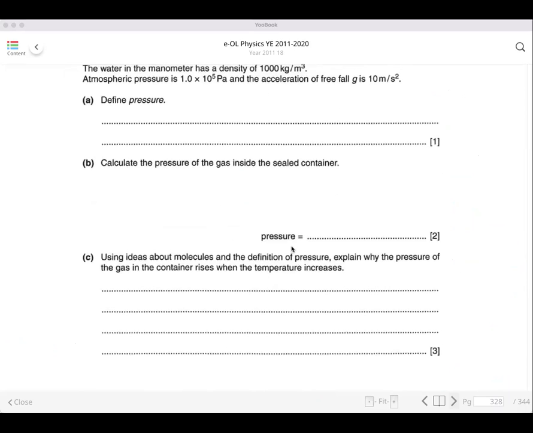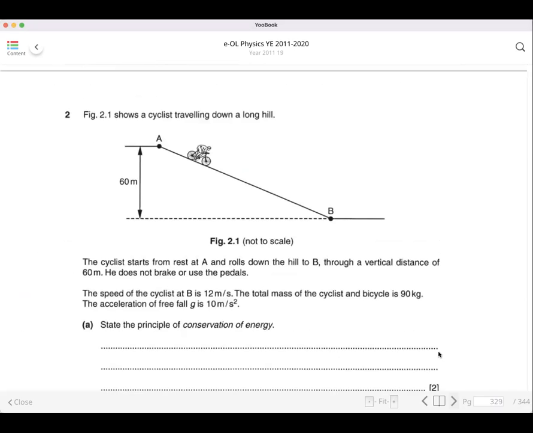Using ideas about molecules and the definition of pressure, explain why the pressure of the gas in the container rises. I will skip this. Anybody need me to explain this question? When temperature increases, the molecules move faster, right? So when they move faster, the number of times they hit against the surfaces also increases. So when there are more hits, the force increases, the area remains the same, and therefore the pressure increases. You explain something like this. Is that okay? Let's go to the next question.